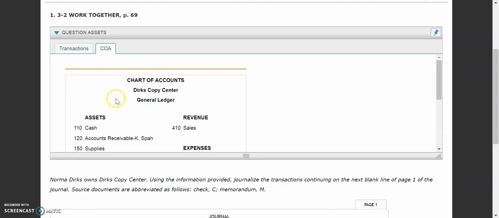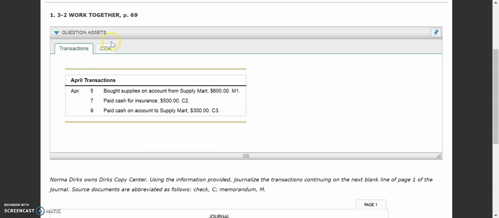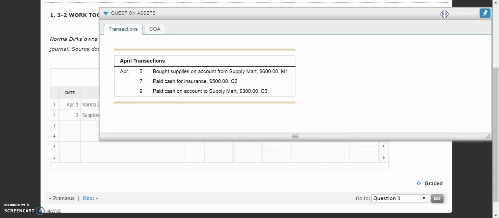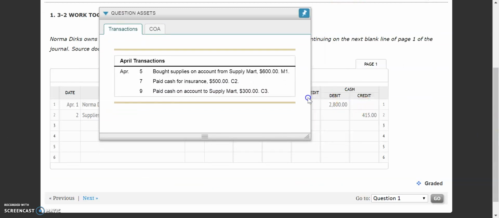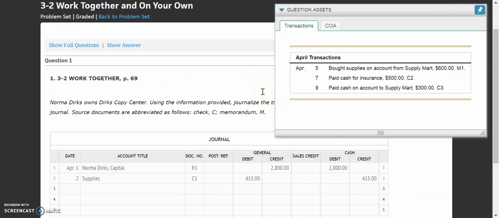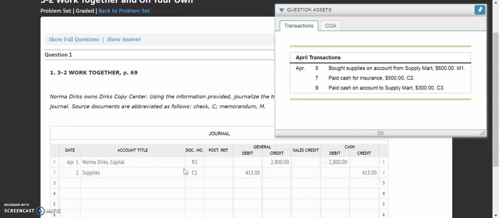We also have our chart of accounts that we can reference should we need to know what accounts are in a transaction. So I'm going to close this up and put this out of the way. Couple of things I want to just point out here. When we do our work together, a lot of times they will have our work that we completed yesterday in our 3-1 work together. So you can see here's our 2 transactions that we journalized. We're going to continue on with those and journalize 3 more transactions for April.